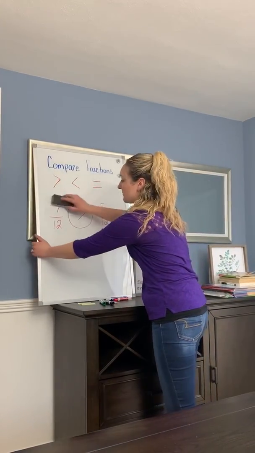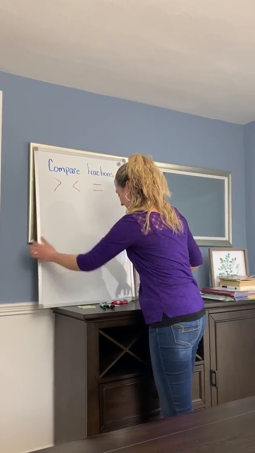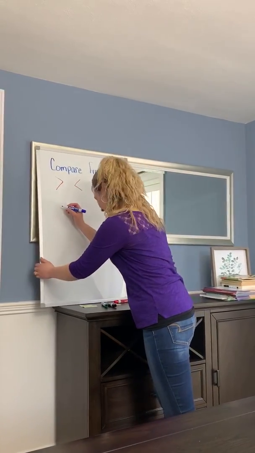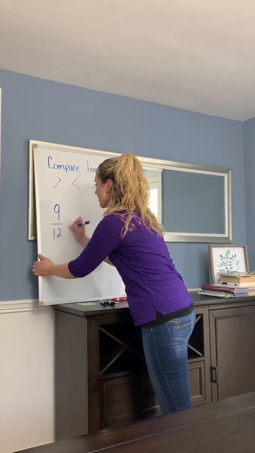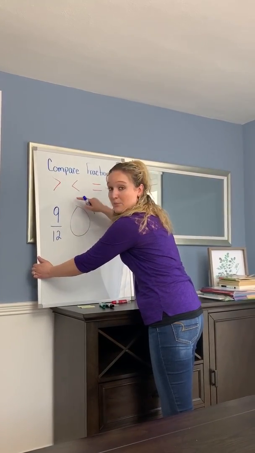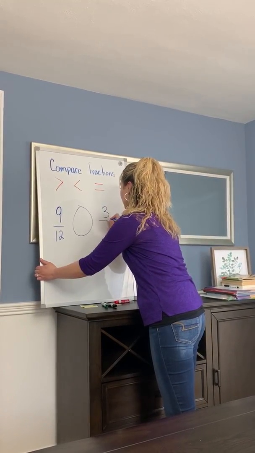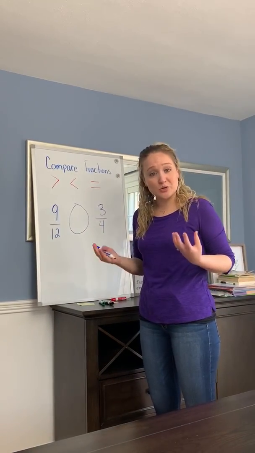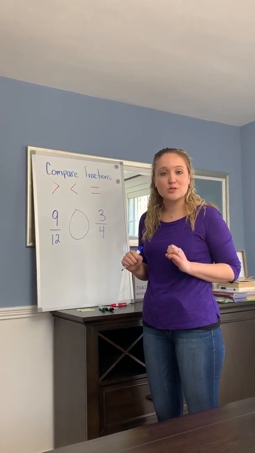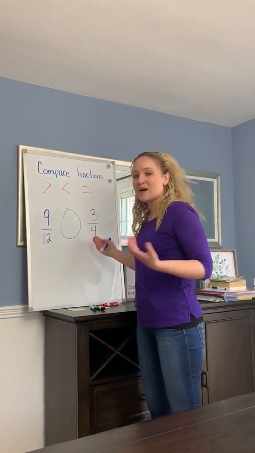There we go. Let me just erase this. Let's look at 9/12. I'm going to make this circle again so that we know we have to put one of our symbols in there. And we're going to have 3/4. Oh, the denominators are different. So what do we do? Same thing that you were doing the last couple weeks with reviewing. We need to find the common denominator.